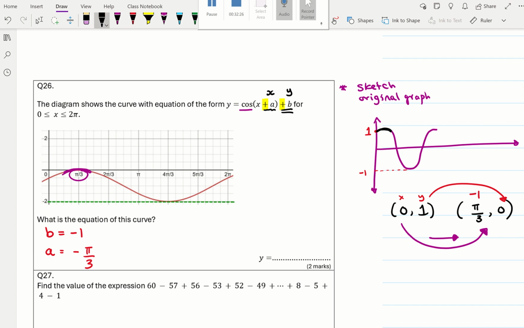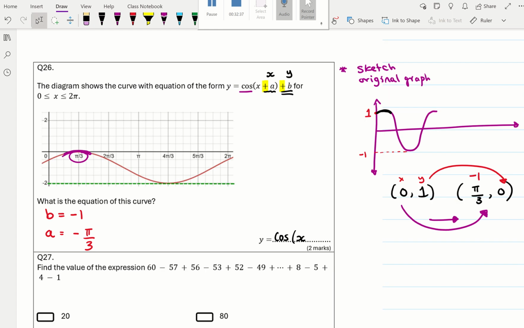So the equation here is cos x minus pi over 3. So it's going to be cos of x minus pi over 3 and then -1. That's the answer for question 26.